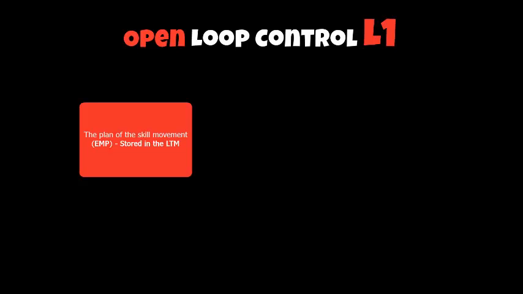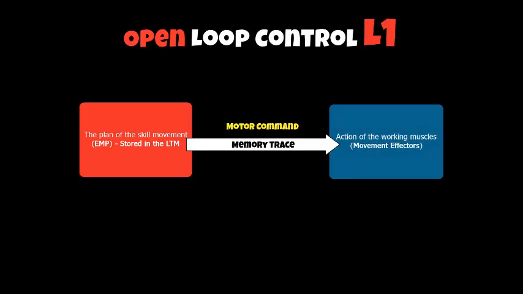Now when we want to use that program, for example, we need to use a skill in this open loop control. That motor program, the EMP, is created into a motor command, and that gets sent through the memory trace to what we call the movement effectors, which are your muscles. So essentially on the left in the red you have the EMP, the motor program, gets sent through a memory trace via a motor command to the muscles to perform the skill. And that's what we call open loop control level 1. And all this is done very, very quickly.